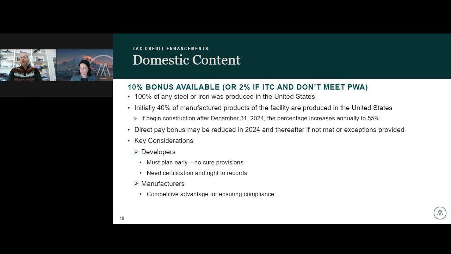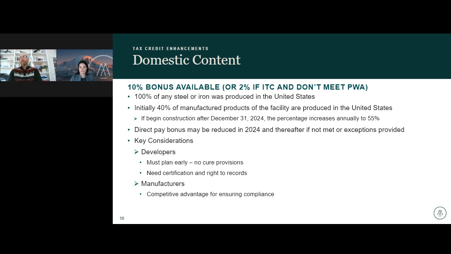So some key considerations that we've alluded to already is the need to plan early. Just like with the prevailing wage and apprenticeship requirements that we talked about, building this language into your contract agreements and your supplier agreements early on in the process is important, as is the opportunity to verify and understand where the various components you're installing came from, so that if the IRS comes back later, you can say, yes, IRS, we can prove it.